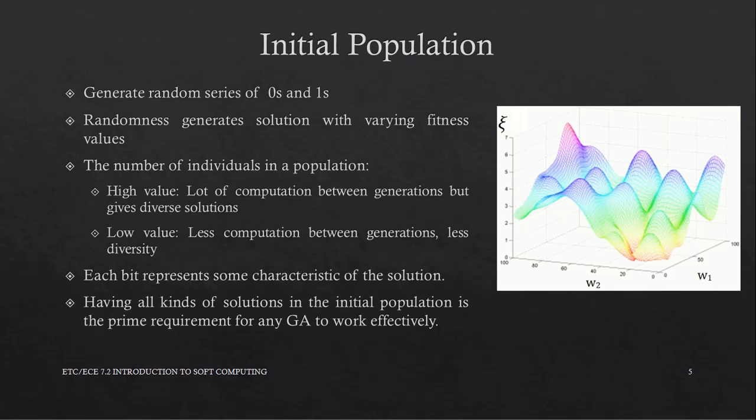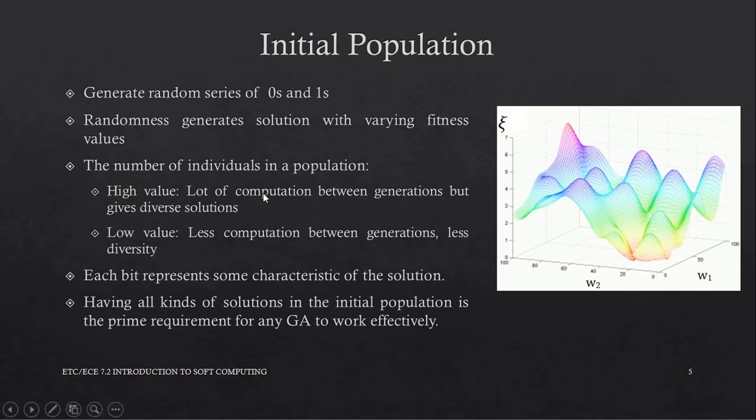But if this number is kept very low, the generations would take much less time in calculating. However, it would not be able to support high diversity. The initial solution does not play a very important role in GA's solution generation as long as the initial population contains individuals of all kinds.